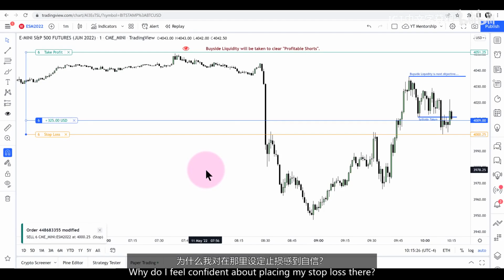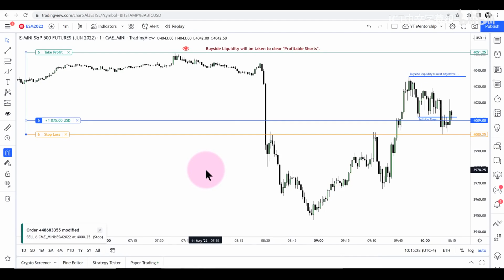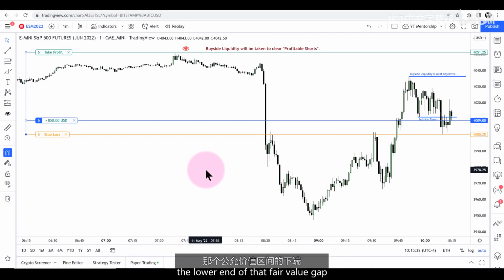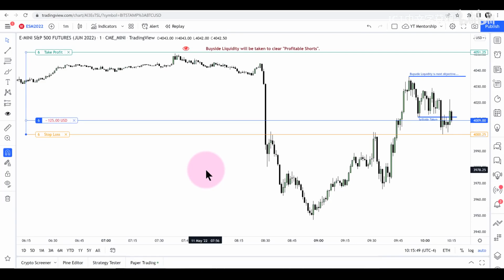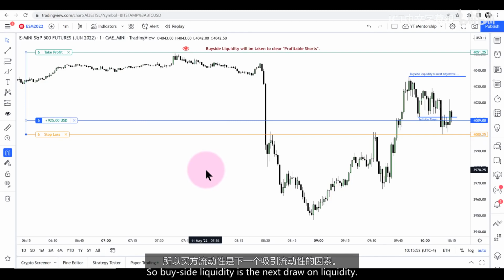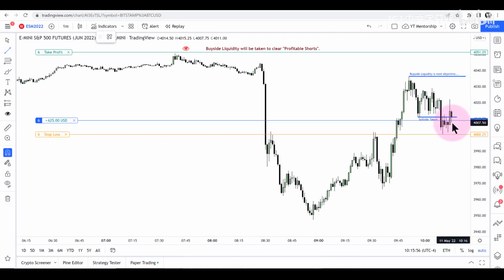Why do I feel confident about placing my stop loss there? Because if you look where I have my stop, it's basically inside of the lower end of that fair value gap and the old short-term high around 930. So I have market structure supporting the idea, and we've already taken sell-side liquidity out. We're back inside the range between where my stop loss order is and the short-term high I have noted for buy-side liquidity. So buy-side liquidity is the next draw on liquidity. I'll take 4 of the contracts off.